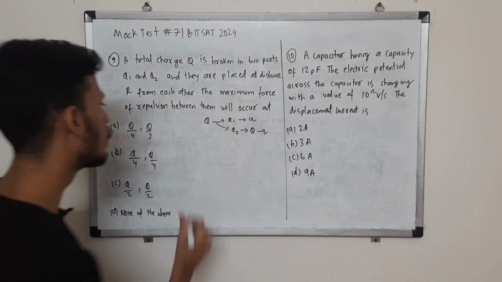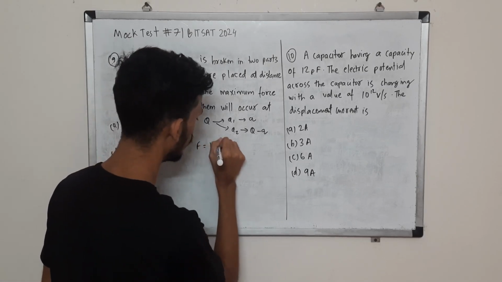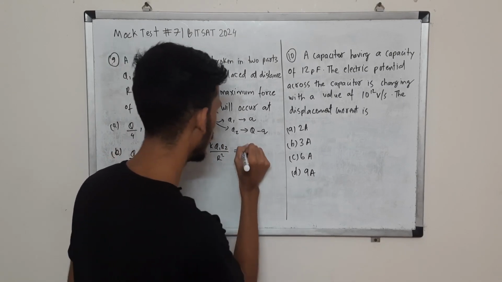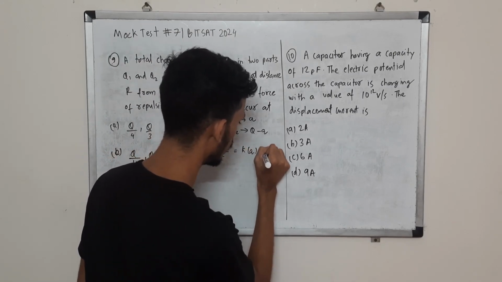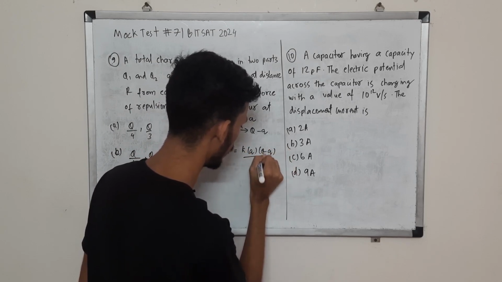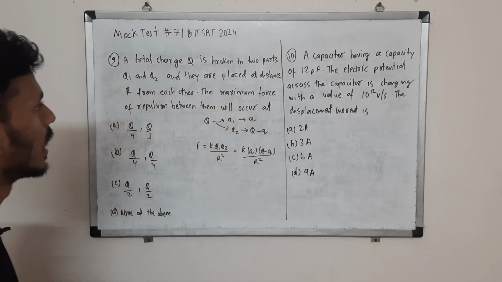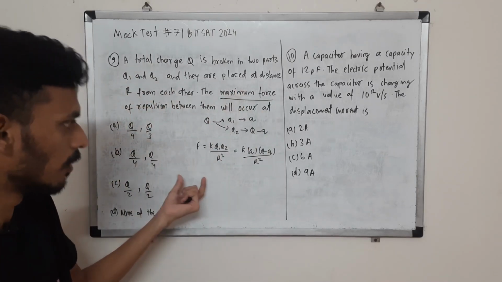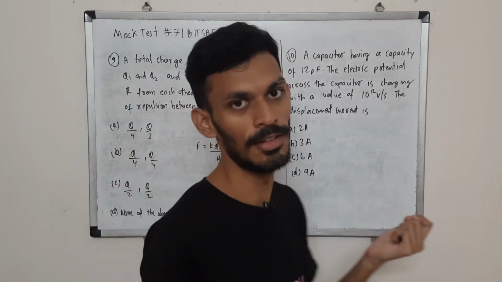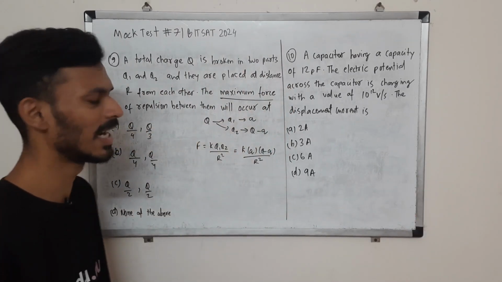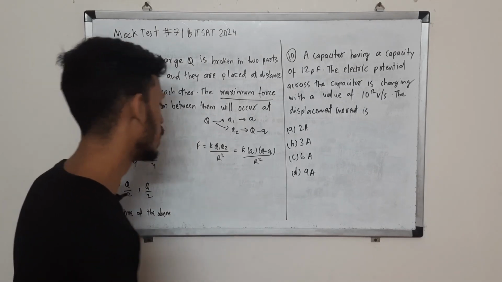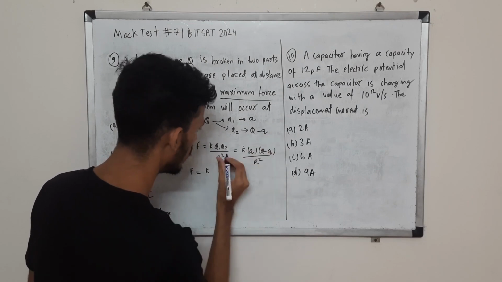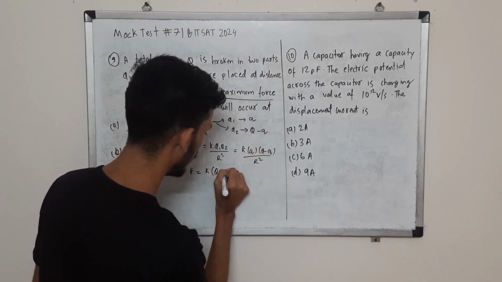Okay, so now the force between them is F equals k q1 q2 by r square, right? Or we can write k q into Q minus q by r square. Okay, so basically my objective over here is to maximize the force. Okay, I'll just find the force and set its first derivative equal to 0. Okay, and check that the second derivative is negative, right? So here if I take force, we'll get k. I'll just open this up so that it is simple while differentiating.